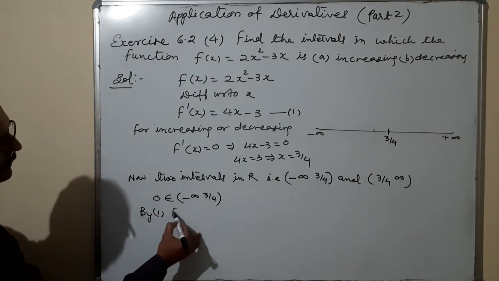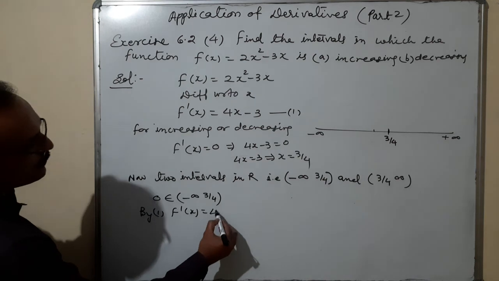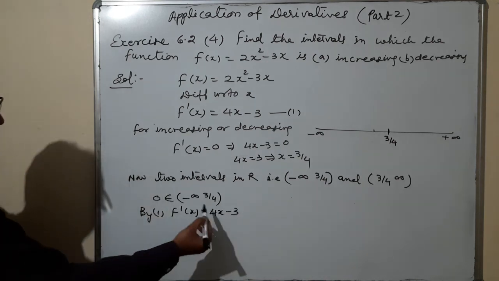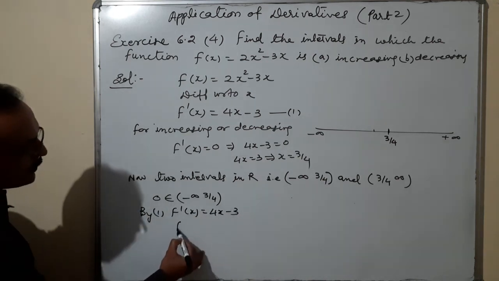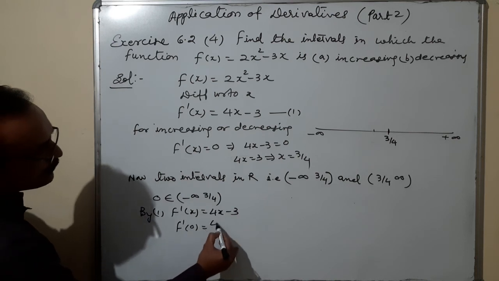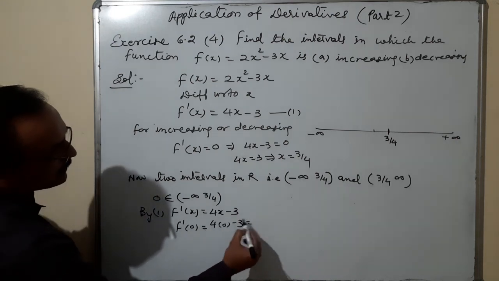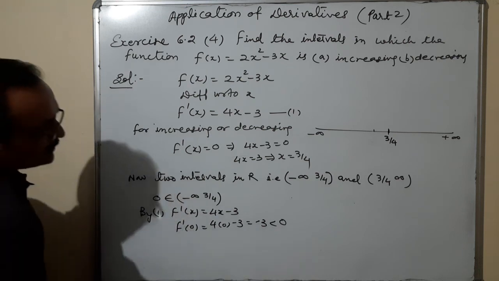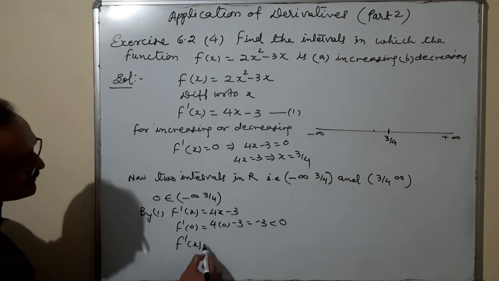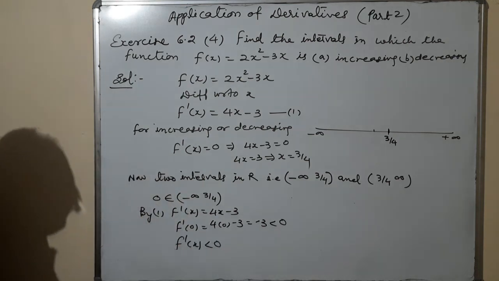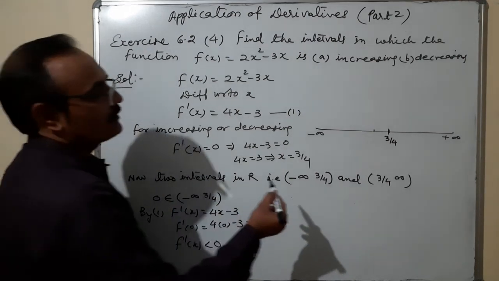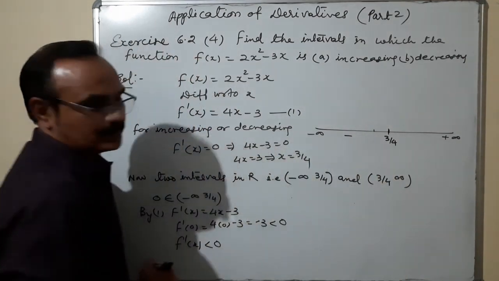Okay, f dash x is equal to 4x minus 3. So when we put the value, f dash 0 is equal to 4 into 0 minus 3. The result is minus 3, which is less than 0. So that means f dash x is less than 0. And if f dash x is less than 0, what does it mean? This function is decreasing. Okay.